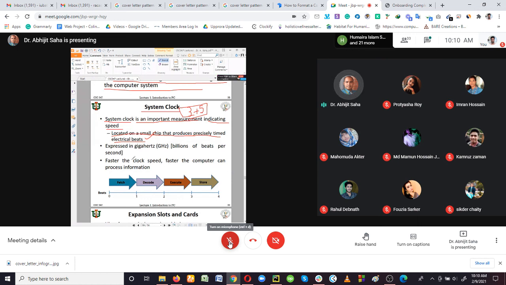Okay, anyway, we are talking about the system clock. We say that the system clock is going to measure the computer speed. The computer speed is going to be measured in gigahertz, the billions of bits per second.